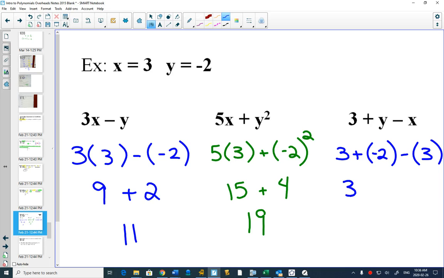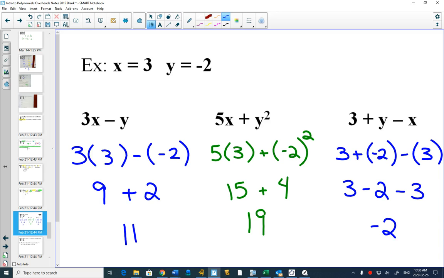Adding a negative is like subtracting. So we have 3 minus 2 minus 3. 3 minus 2 is 1. 1 minus 3 is negative 2.